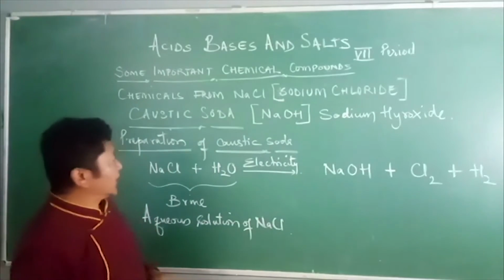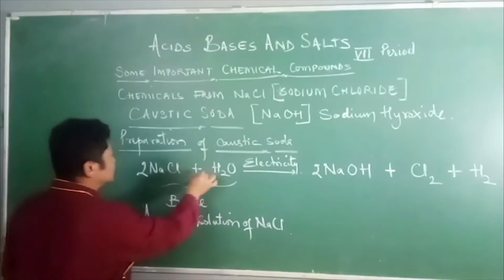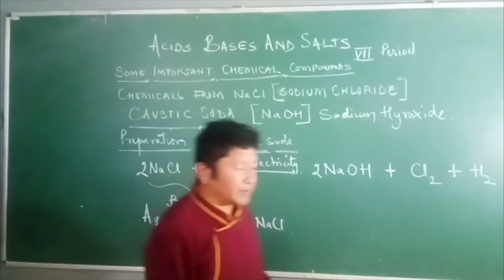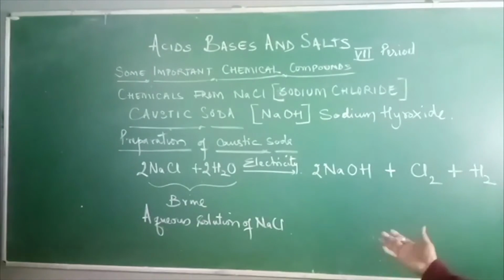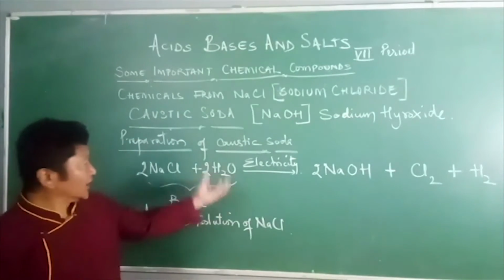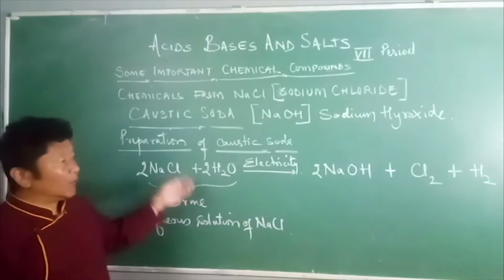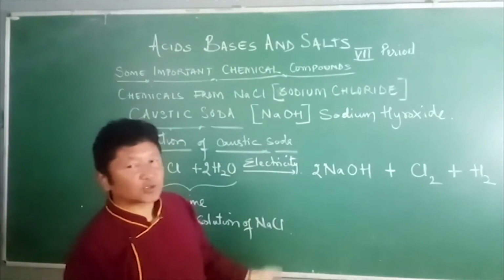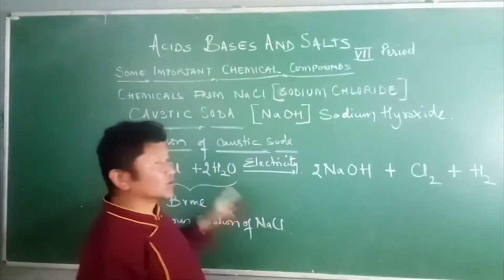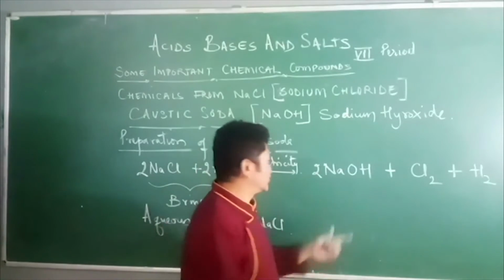Now the equation is completely balanced. That is the preparation of caustic soda. Sodium chloride and water make up the solution, the brine. When these brines are exposed to current, the sodium chloride decomposes completely to form sodium hydroxide, the caustic soda.